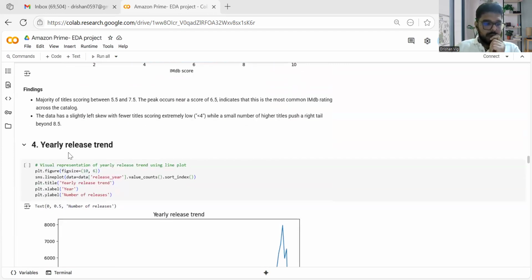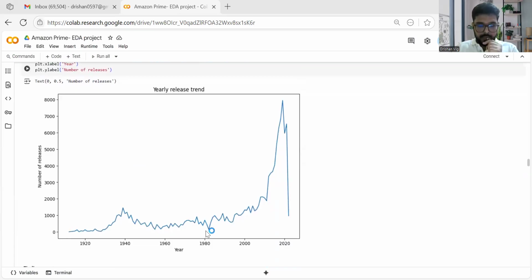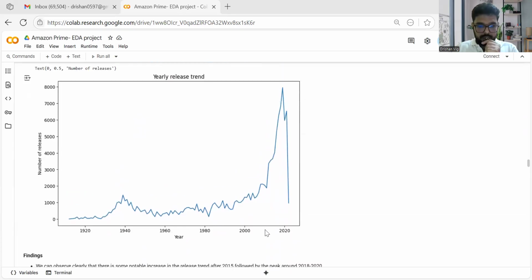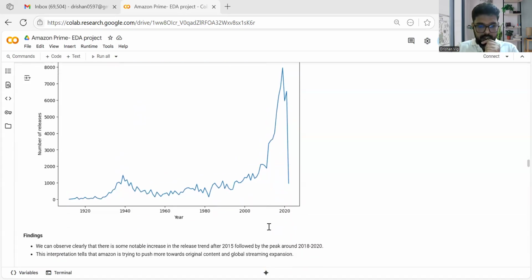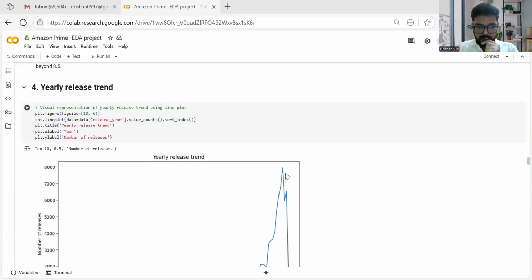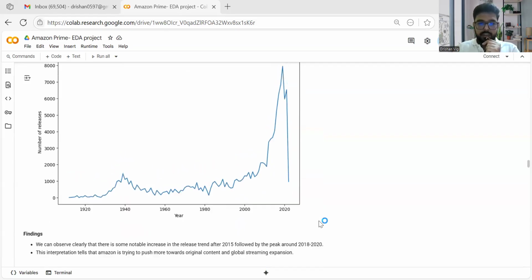Now it's time to analyze the yearly release trend: in which year the titles, a movie or a TV show, were released. We can analyze this in a visualization. From this visualization, you can clearly observe that most of the titles were released after 2015. This is the peak. We can observe a notable increase in the release trend after 2014, followed by a peak around 2018 to 2020.